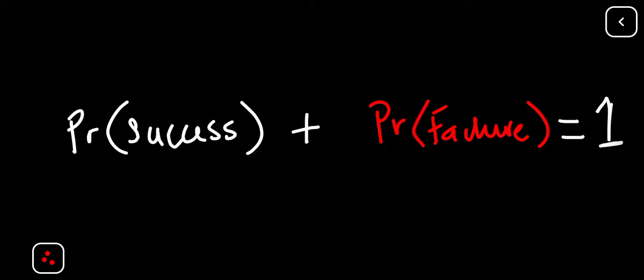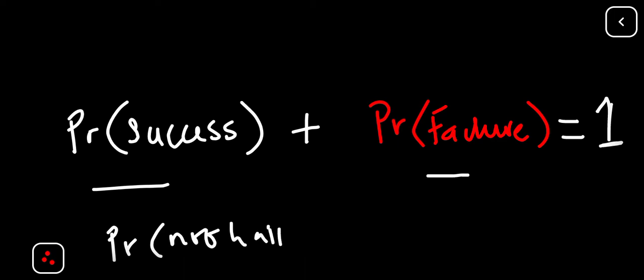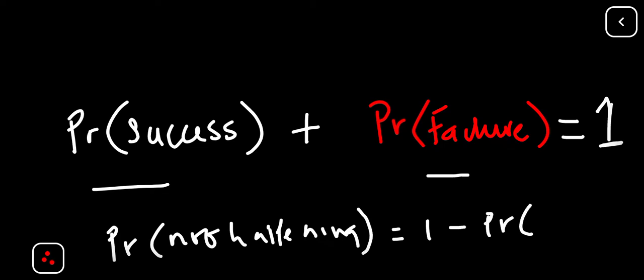It's a known fact in probability that the probability of success plus the probability of failure is equal to 1. From this formula, you can actually get the probability of something not happening, which is also known as the probability of failure. So you also know that the probability of something not happening is equal to 1 minus the probability of it happening, or let's say probability of success. So it's the same thing.